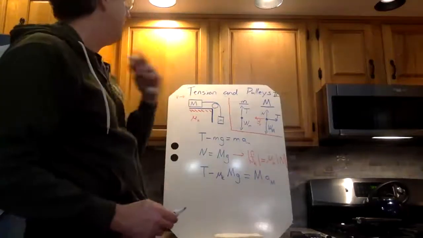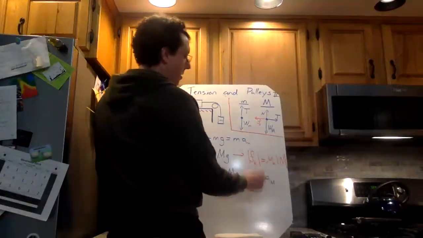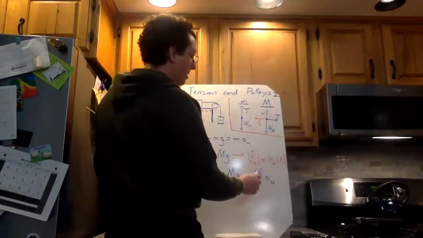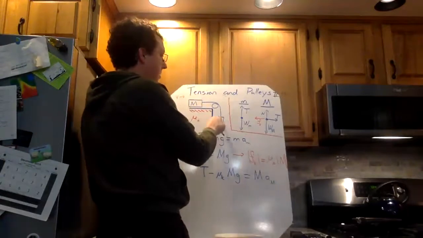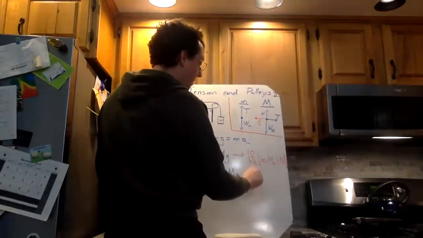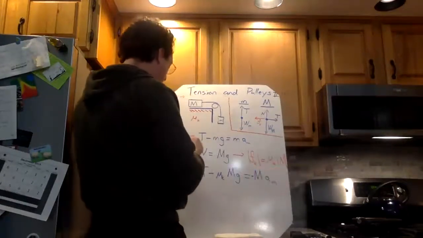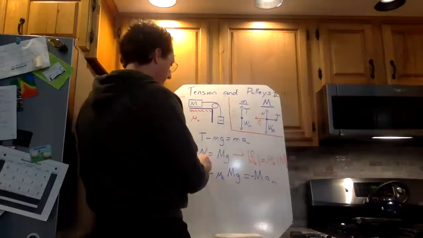Now, these objects are still tied together, and just like in the last video, we found that the accelerations have to be equal in magnitude, they just differ by a minus sign. So when the large mass moves in a positive direction, the small mass moves in a negative direction. So I can just replace this with minus the acceleration for the small mass. So I'm going to circle my key equations at this point.